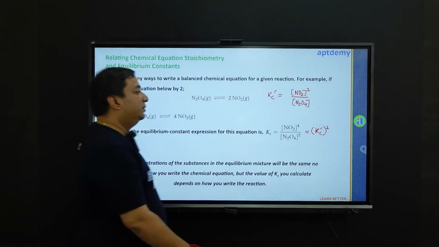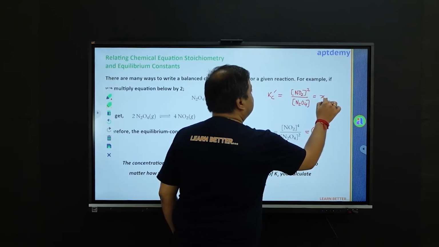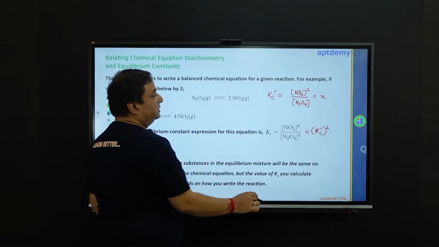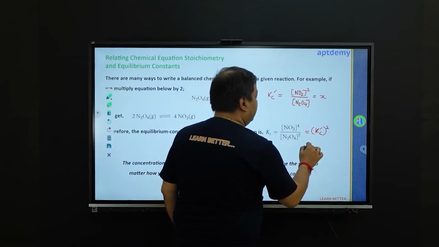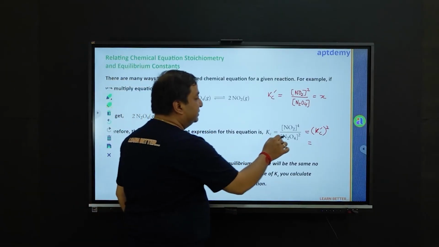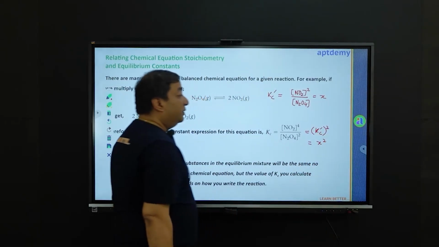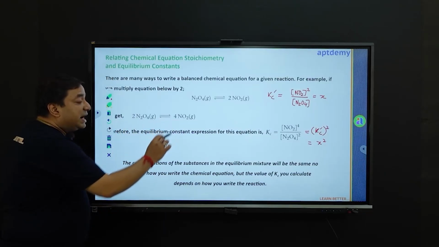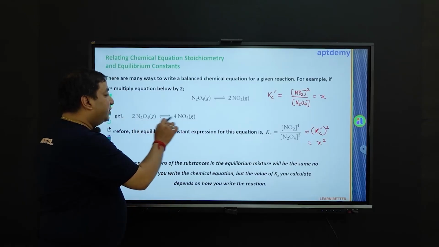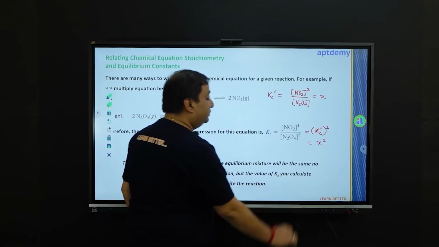square. Okay, so let's say Kc prime has a value x. So this equilibrium constant for this equation is x. Then what will be the value for this equation? For that we know Kc is equal to Kc prime square, so we will say x square. So depending on how we are writing the equation, what the stoichiometric coefficients before the molecules in a balanced equation are, the value of Kc will change.